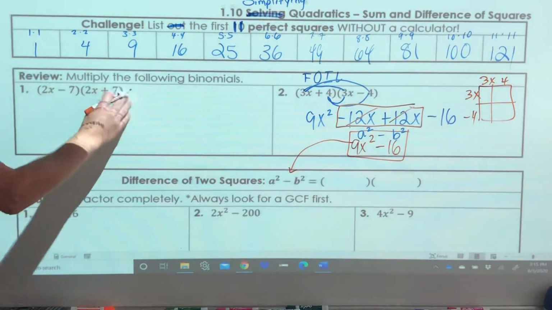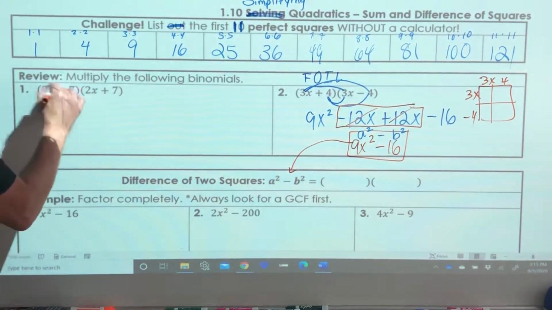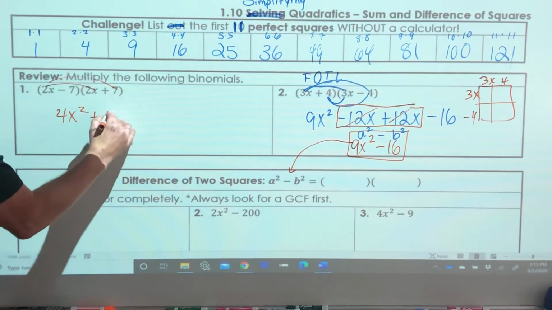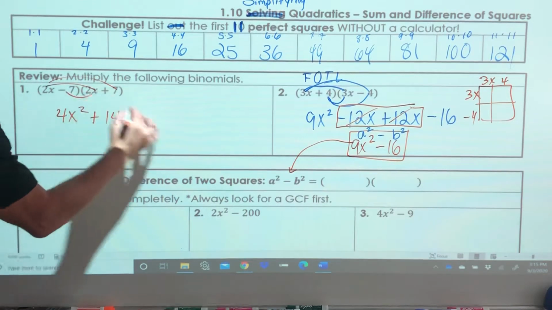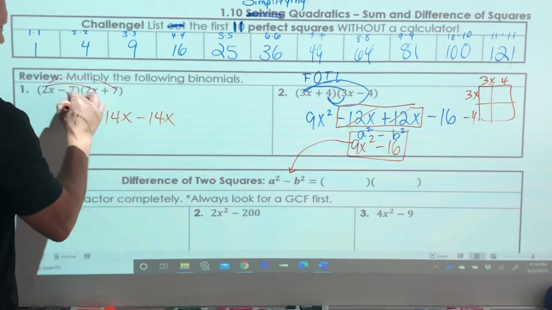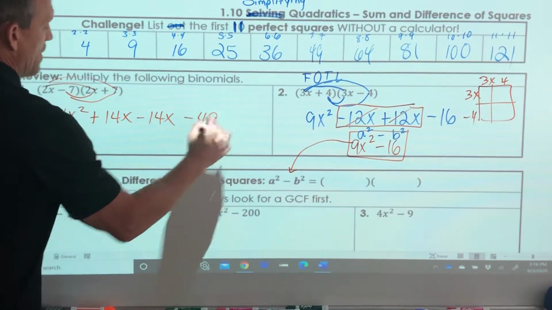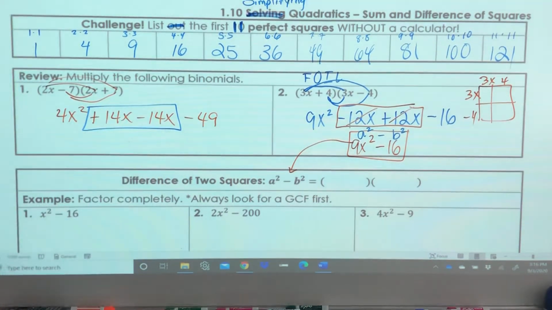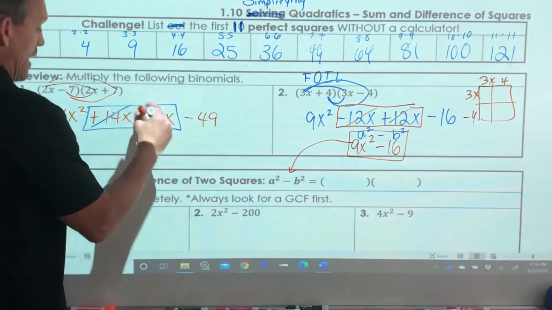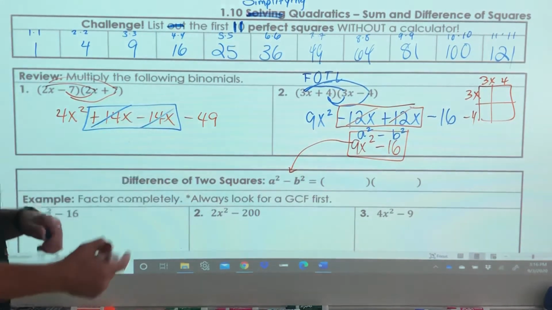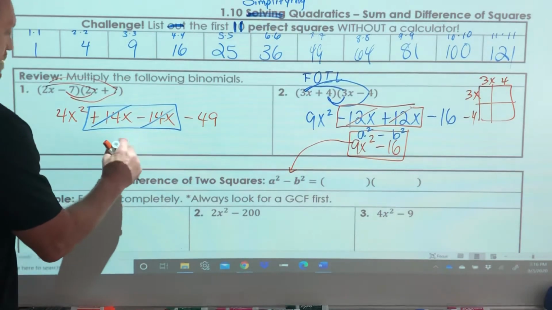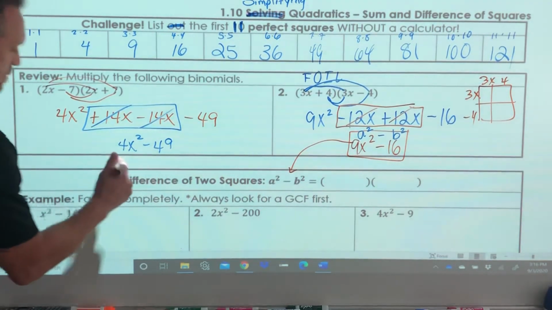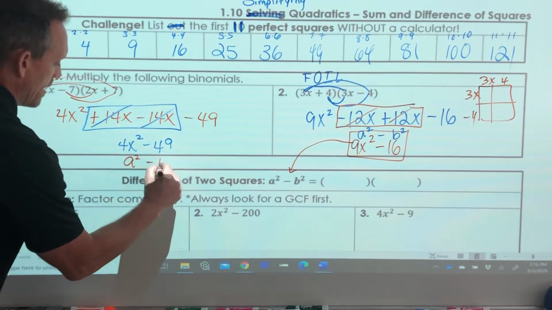Here we multiply, I'm going to use FOIL again. 2x times 2x is 4x squared, +14x, -14x, -49. Big thing to always remember when you multiply the difference of perfect squares: if the middle two parts do not cancel each other out, positive, negative, you messed up. 4x squared minus 49. Again, very similar case, a squared minus b squared.